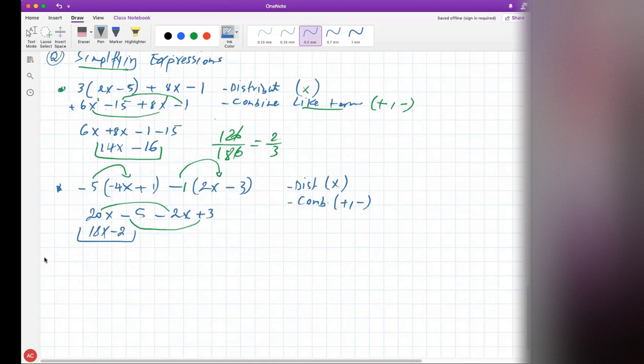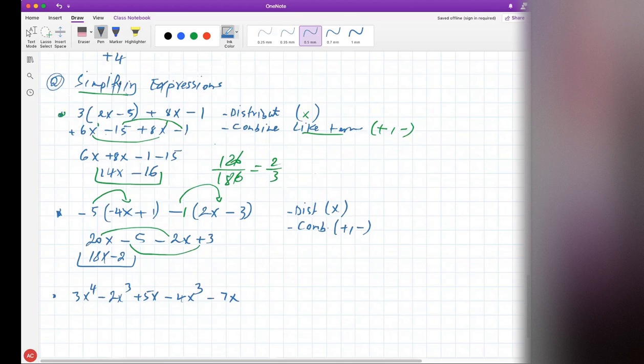Let's do something a little different. So you may see something like this sometimes. 3x to the fourth, maybe negative 2x to the third. Okay, you see some different powers, different variables, but it's not a problem. We can still simplify things like that. Maybe 4x to the third. And finally, maybe negative 7x. Again, the question here is simplify.